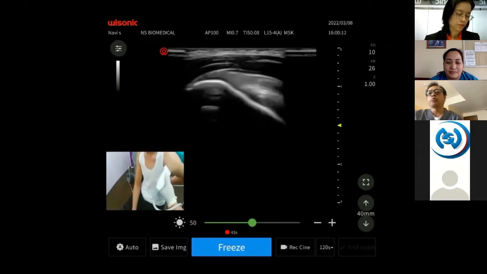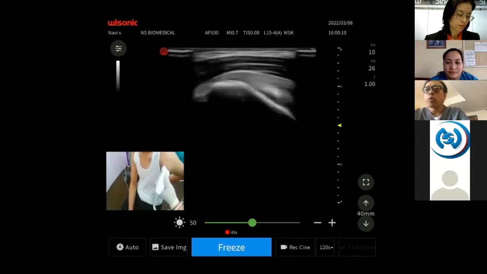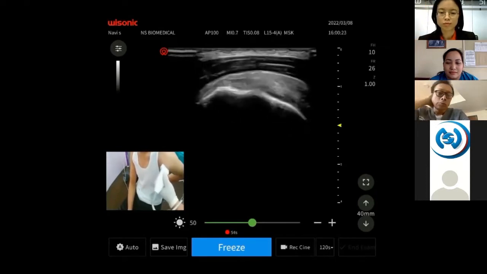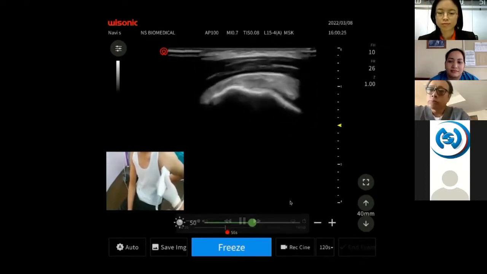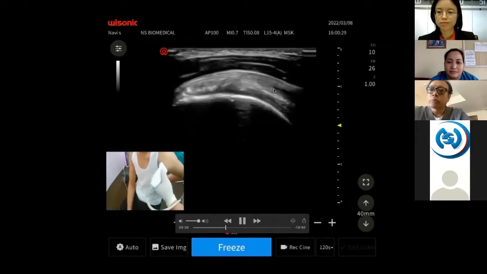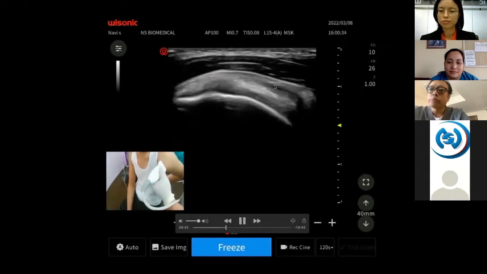So the supraspinatus muscle, along the long fibers, has this bird's beak appearance. Like almost all the rotator cuff muscles on long axis, it has this bird's beak appearance. So as a beginner, to identify the muscle, it's always a good idea to count your layers on the screen. So let's count our layers.